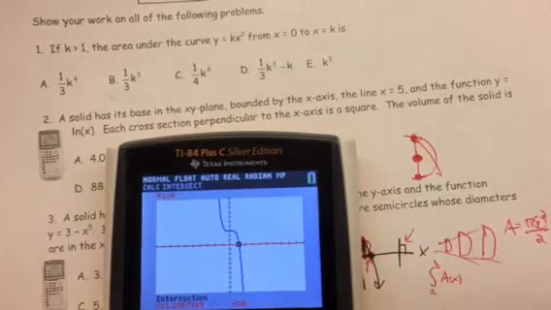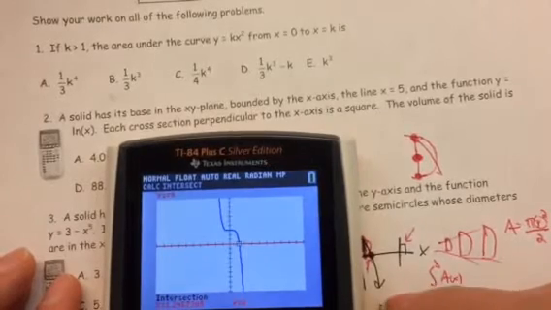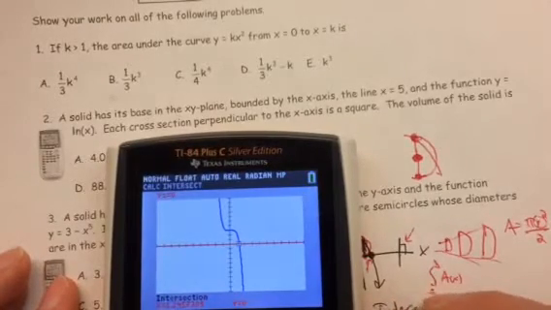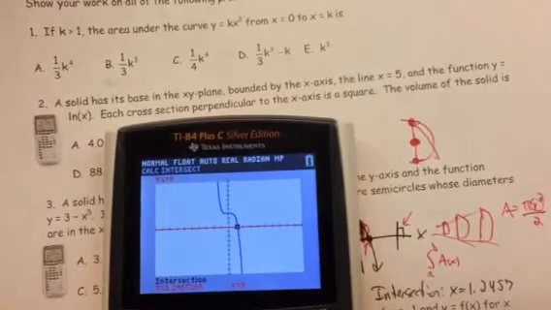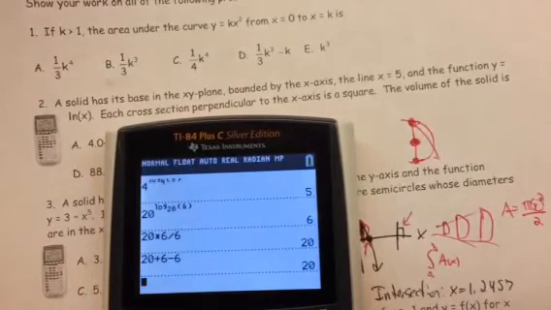There's an intersection at x equals 1.2457. I went to more than 3 decimal places just because I felt like it here. It's not my final answer.